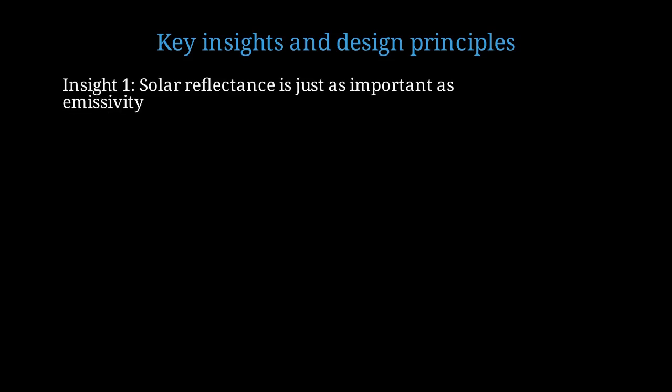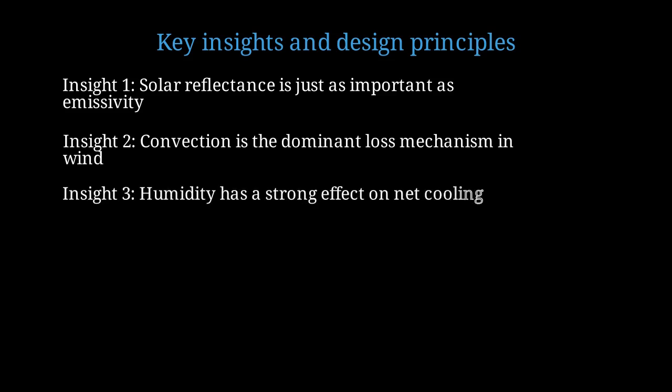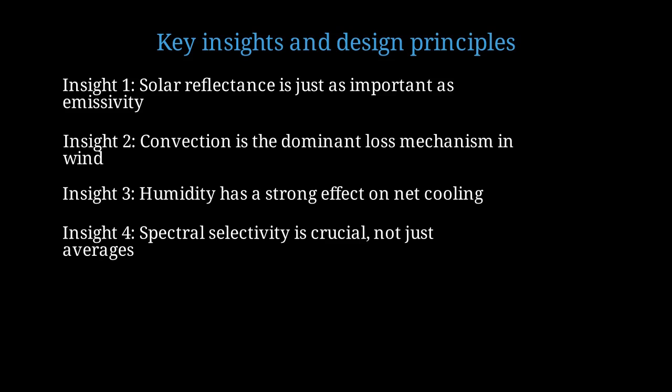First, solar reflectance is just as critical as thermal emissivity. Even a small amount of absorbed solar radiation can completely negate radiative cooling. Second, convection becomes the dominant loss mechanism whenever wind is present, which is why radiative cooling works best on calm, clear nights. Third, atmospheric humidity has a profound effect on cooling power because water vapor increases atmospheric radiation in the transparency window. Fourth, spectral selectivity is crucial. Average emissivity is not enough. You need high emissivity specifically in the 8 to 13 micrometer window.